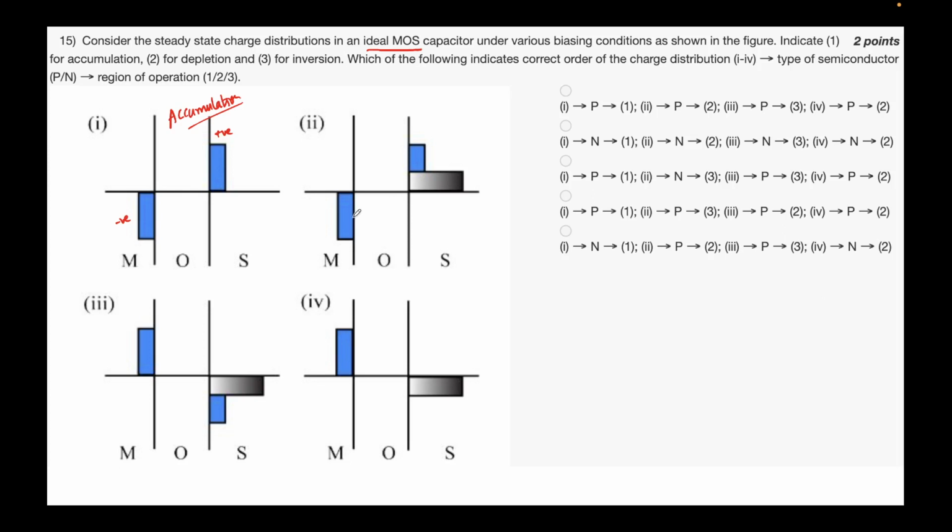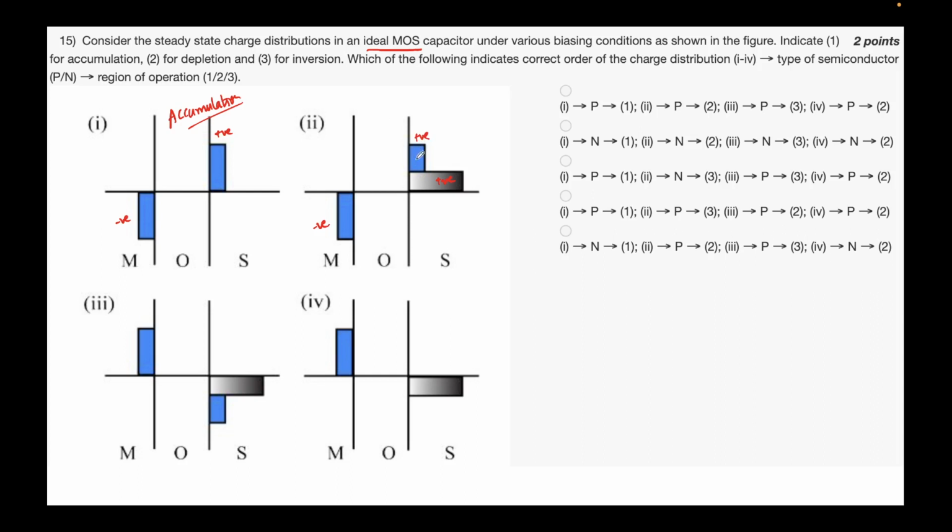Let's look at this one. Again, this is a negative charge here and a positive charge here, and this is a positive depletion charge as well. So what's happening here is that something must have happened. It must have depleted the semiconductor and then inverted it.